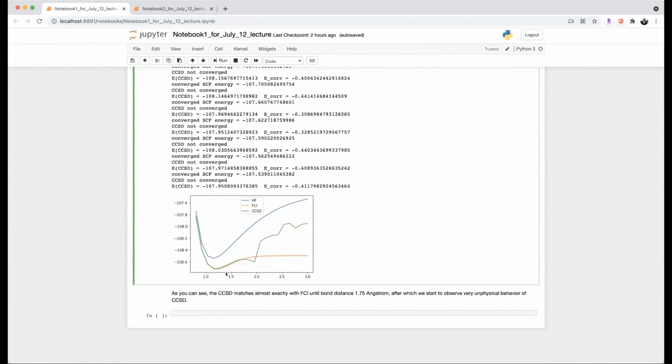You can see that if your bond length is small, so around the equilibrium or squeezed geometry, CCSD almost matches exactly with the full CI calculation until the bond length reaches around 1.75 angstrom. Then we start to observe some very unphysical behavior of CCSD. If we continue to stretch the bond, the CCSD calculation stops converging, and the results we got in this region are basically garbage.